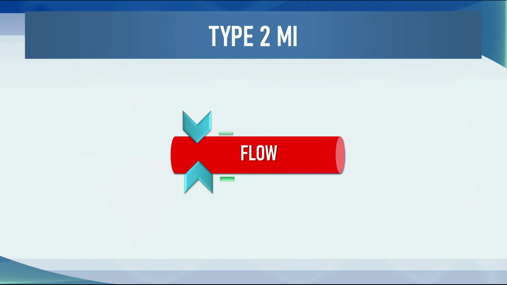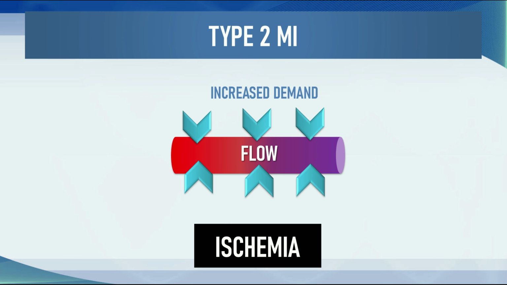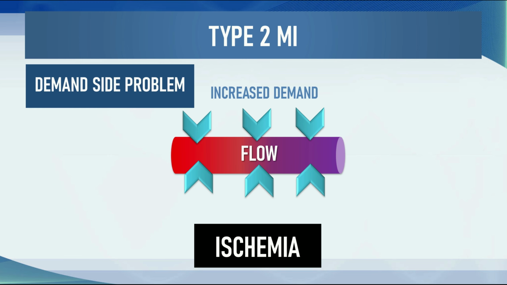Conversely, in this example, the flow looks okay and oxygen is extracted, but because of increased demand, oxygen levels plummet along the length of the artery and ischemia results. This is a demand side problem.